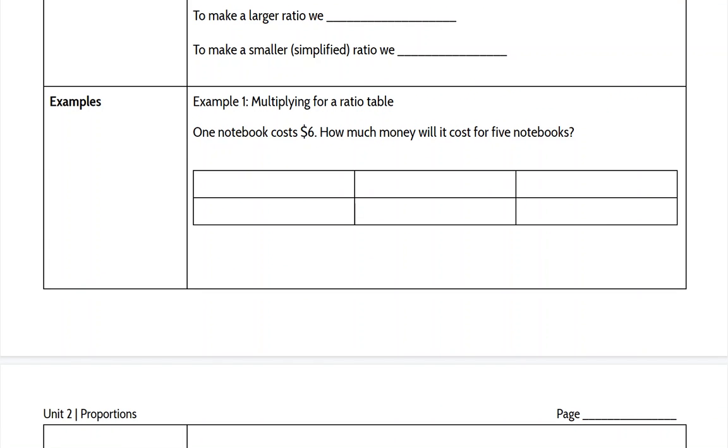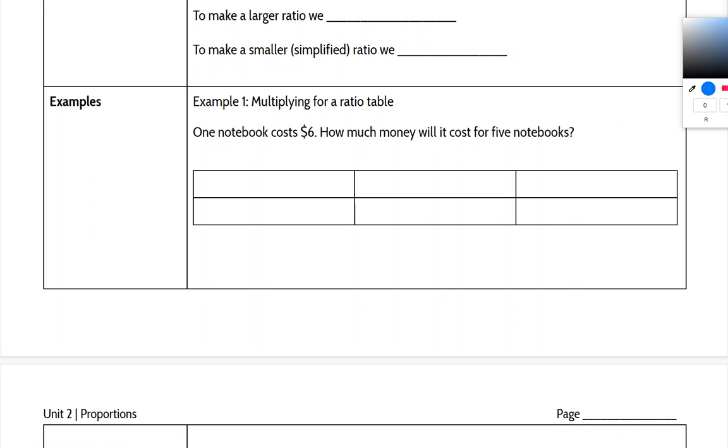All right, so let's take a look at an example. The first thing that we need to do when we create a ratio table is figure out what two things we are comparing. Ratio, comparison of two things. It says one notebook costs $6. How much money will it cost for 5 notebooks?